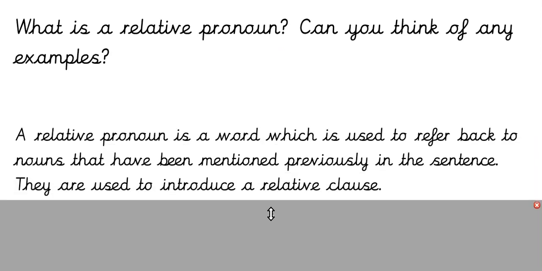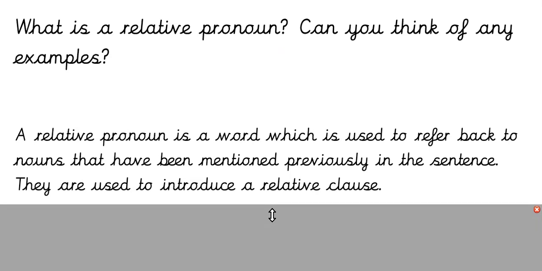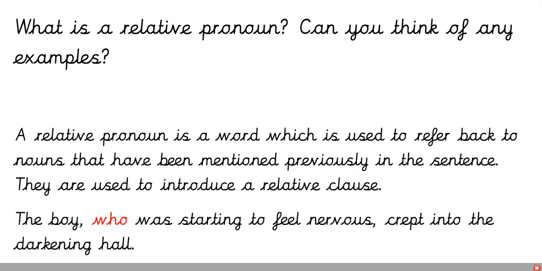So, a relative pronoun is a word which is used to refer back to the nouns that have been mentioned previously in the sentence. They are used to introduce a relative clause. So, for example: the boy, who was starting to feel nervous, crept into the darkening hall. So, who is your relative pronoun because it is referring back to the noun boy, to the subject. Okay, can you see that? How the who has come after the boy and it's referring back. We're still talking about the boy with the relative pronoun who.